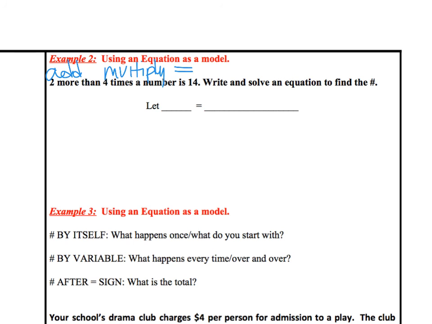So let's define our variable. Is x okay? We'll use a different letter on the next one. Let x be equal to the unknown number. We're about to write an equation. You have to tell me what that x stands for. And let's just go through our operations. 2 more. I should probably put plus 2. 2 more, plus 2. At some point in this equation, we're adding 2. 2 more than 4 times a number.